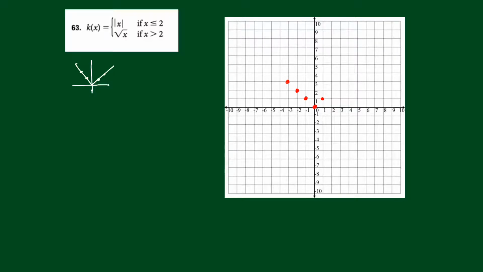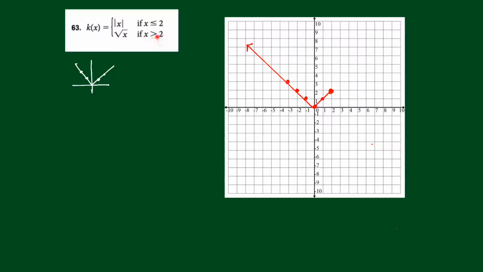Now, do we include a point here? Is it an open circle or a closed? So I follow it over here, and it says equal, so closed. So we'll get a closed circle there, and then it stops. So we get this, and then this. So this is where we are so far. That's to the left of 2, right? To the left of 2, or at 2, we get the absolute value function.